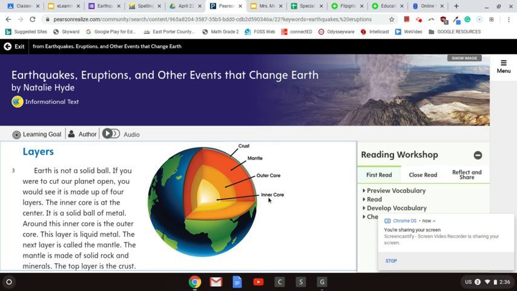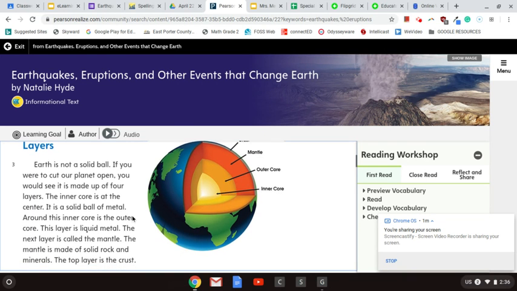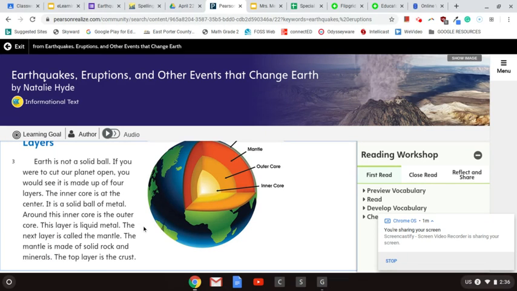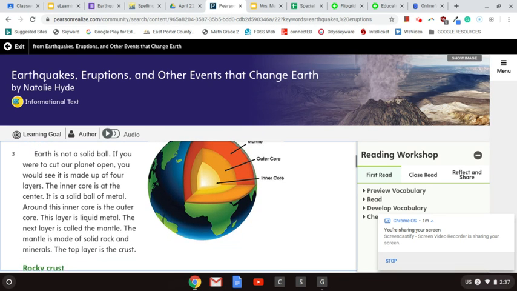But it said name and describe, so I would use some of this information over here in this paragraph to help me with this answer. I can see the inner core is at the center. It is a solid ball of metal. Around the inner core is the outer core. This layer is liquid metal. The next layer is called the mantle. The mantle is made of solid rock and minerals, and the top layer is the crust.